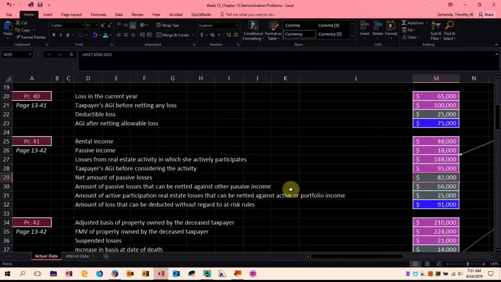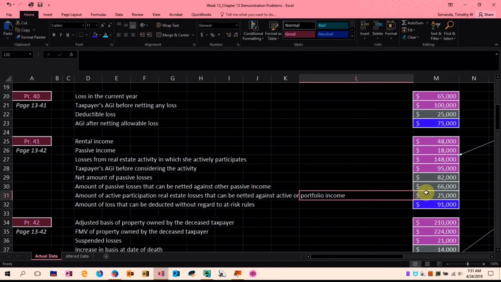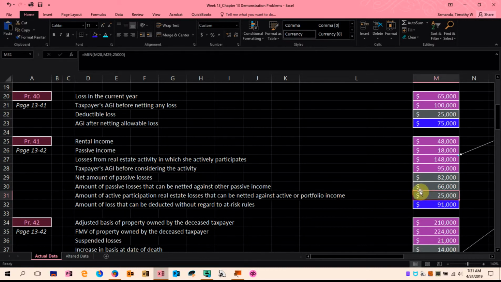The amount of passive losses that can be netted against other passive income, again, this is just adding together the $48,000 and the $18,000. And then finally, the amount that she might be eligible for to deduct these passive losses against other income. And that she qualifies for the $25,000 amount.